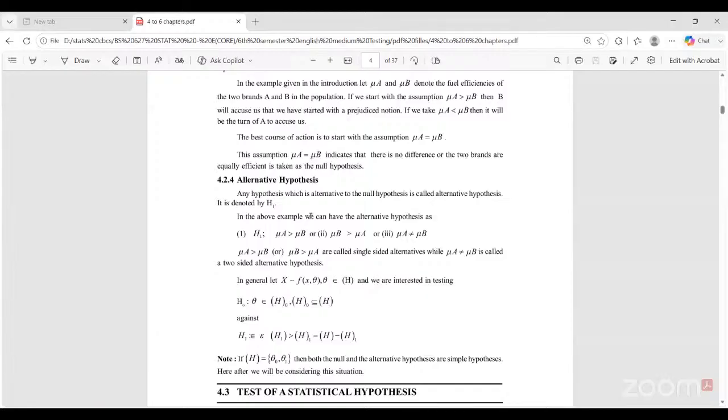In the alternative hypothesis, we are saying mu A is equal to mu B, or mu A greater than mu B, or mu A less than mu B. When we are finding the values from the given data, in general, X follows f of x comma theta, theta belongs to H. We are writing X naught, theta belongs to H naught. H naught is a subset of H. So therefore, both the null and the alternative hypothesis are simple hypotheses. We will be considering the situation.